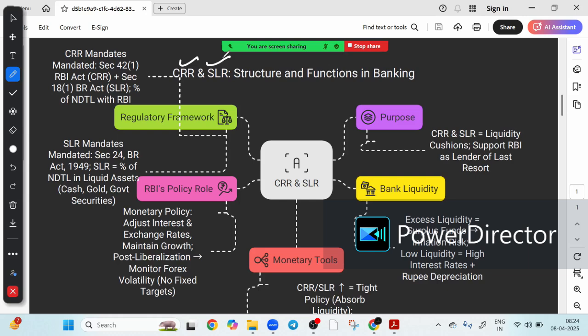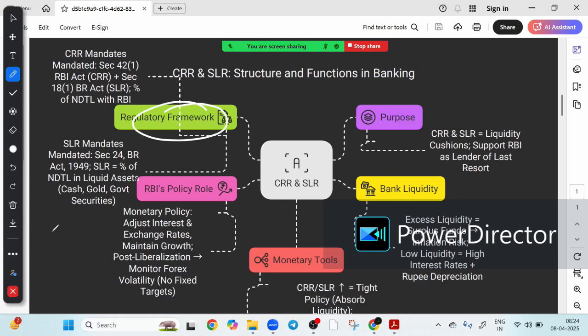Let's break it down. Welcome to the core of India's banking regulation, CRR and SLR, two foundational pillars that define bank liquidity, monetary policy, and the RBI's control mechanism. Now let's begin with the regulatory framework. Here in the top left side you can see the regulatory framework, right?